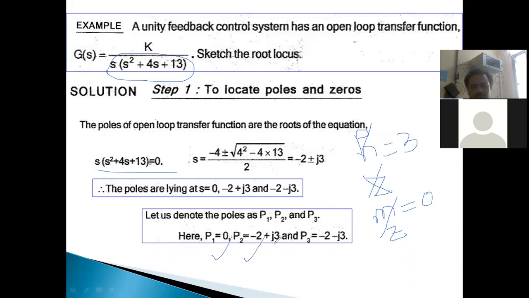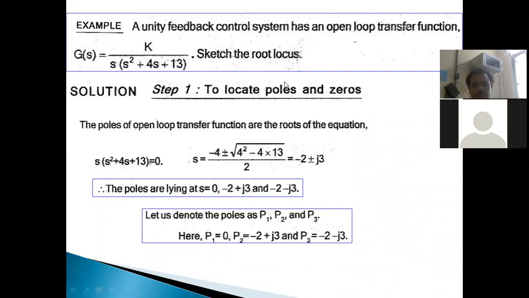P1 is equal to 0, P2 is equal to -2 plus j3, P3 is equal to -2 minus j3. So this is very, very important. The first step is finding the open loop poles and open loop zeros. Just note down this one.